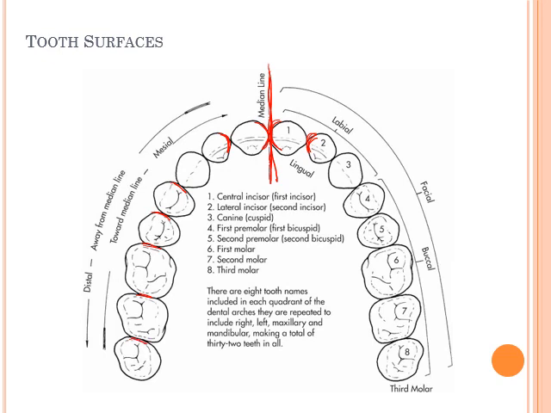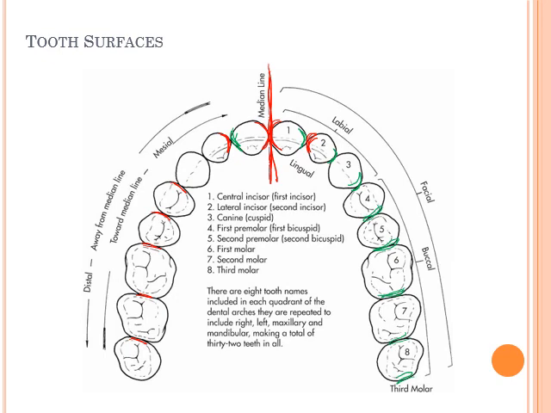Now the opposite of that, what's facing away from the midline, is called the distal surface. So the distal surface will be anything that's facing away from the midline, or you can also think of it as facing towards the back of the mouth, towards the throat. So that's mesial and distal.